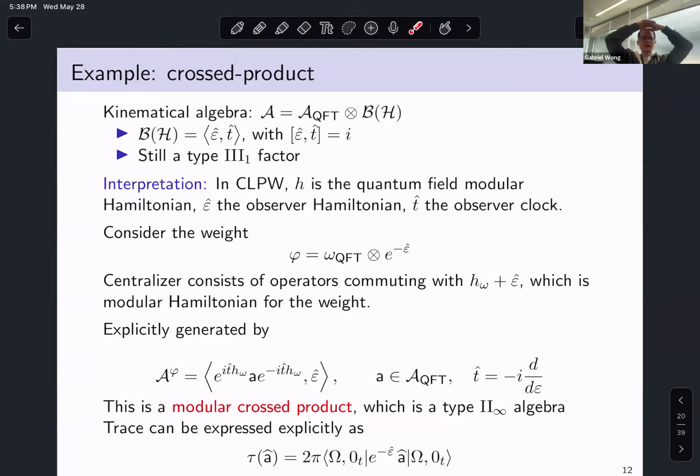I see. And the thing about the energy and time conjugate pair, isn't there some weird pathology? Like we never see that in quantum mechanics, right? Yeah, if you want positive energy, you're not allowed to do this. So in this example, you let epsilon go from -infinity to infinity. What CLPW did was they had an extra step where they said, okay, after you do this, you impose a further constraint that epsilon is positive.